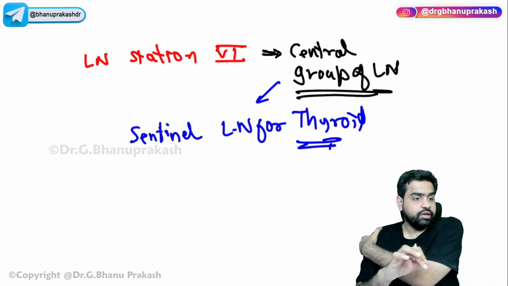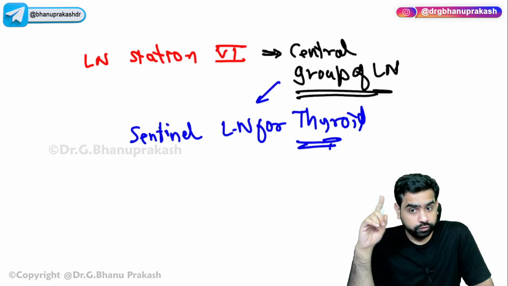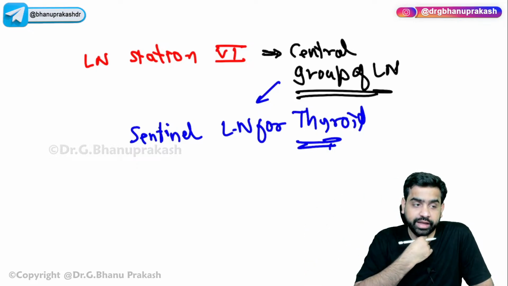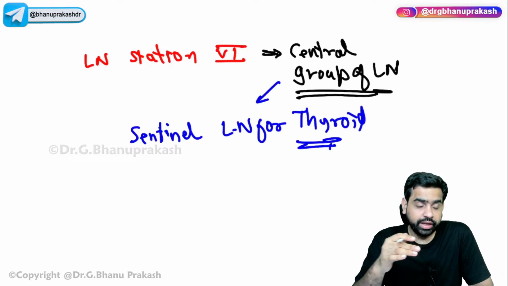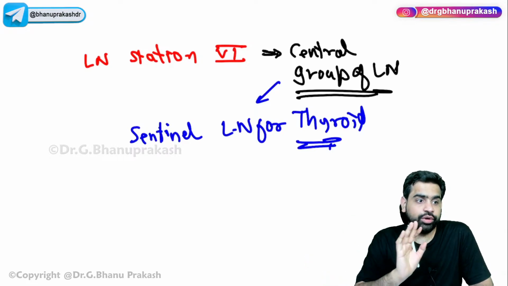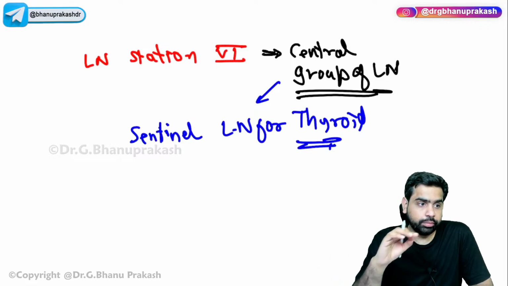Station 6 is not the para-aortic. You are confusing a lot. You are confusing the lymph node stations of the stomach with the lymph node stations of the neck, and even the lymph node stations of the stomach. The 6th is not the para-aortic; it is the parapyloric, the right and left parapyloric. Please try to understand, Shubham.